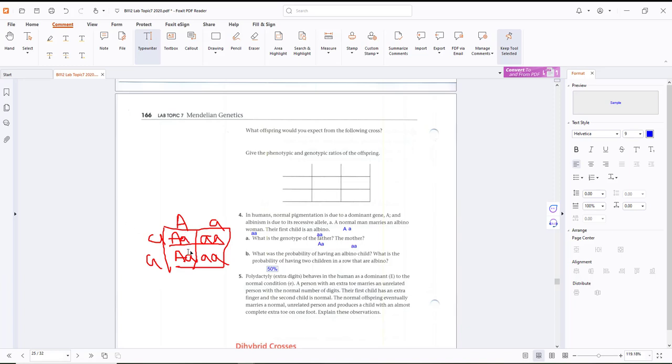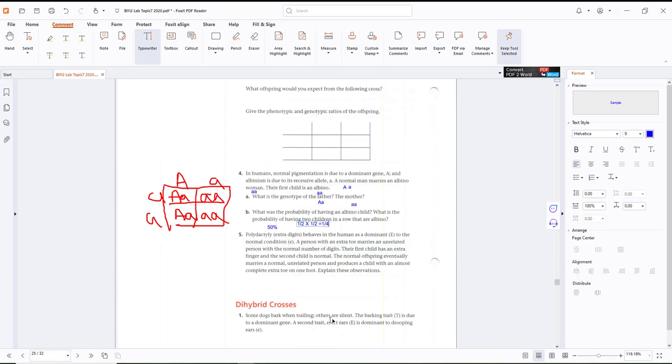Okay, so if there is a 1 out of 2 chance of the first child being albino, and a 1 out of 2 chance that the second child will be albino, then you simply multiply the 2. So for both of them to be albino, it's 1/2 times 1/2 equals a 1 out of 4 chance. Okay, so you just multiply the probabilities together. Okay.